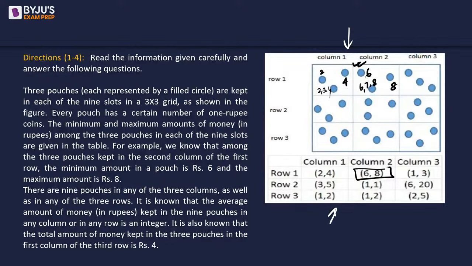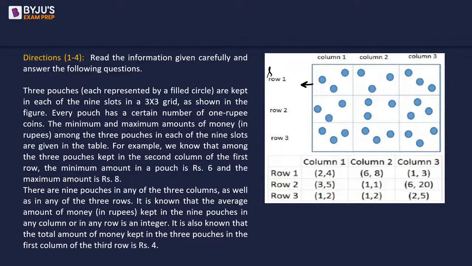There are 9 pouches in any of the 3 columns as well as any of the 3 rows. Of course, if you count the number of pouches in this particular column overall, you will find 3, 3, 3, 9. Same is true for the next column, same is true for the next, same is true for the first row, same is true for the next row, and same is true for the next row, right? It is known that the average amount of money kept in the 9 pouches in any column or any row is an integer.